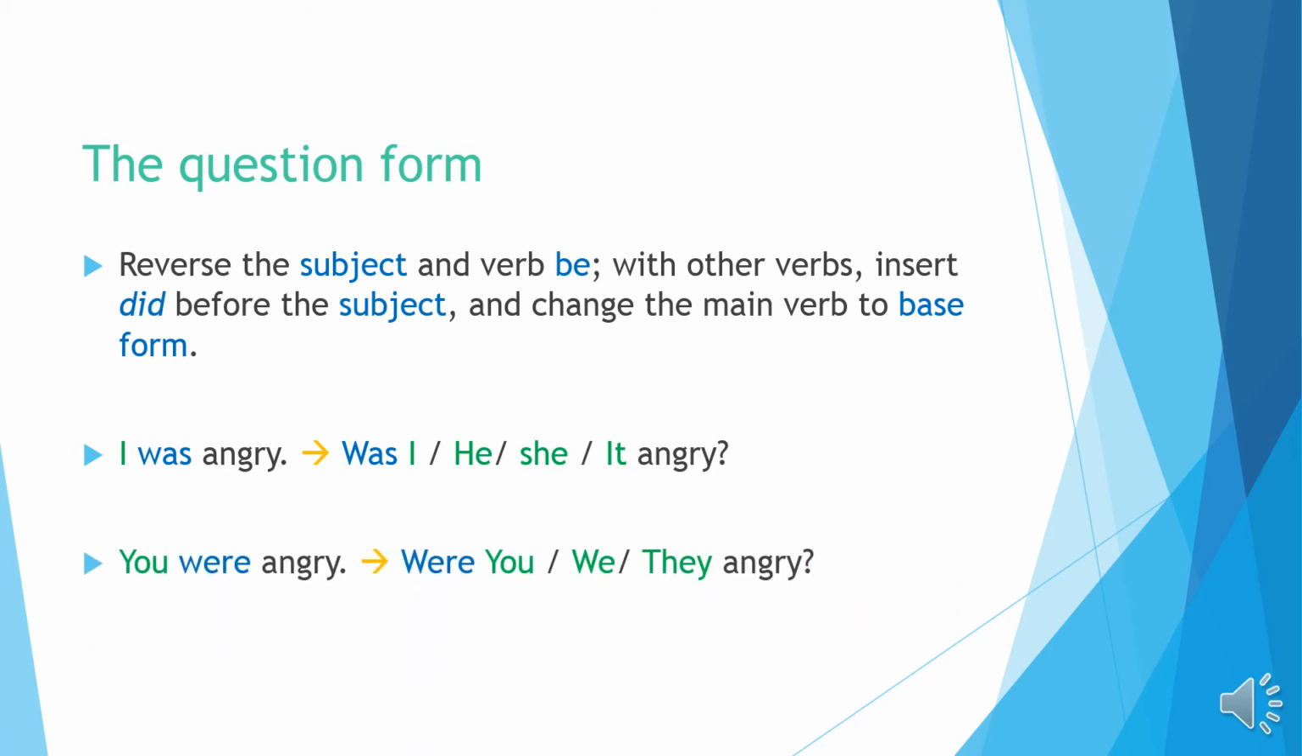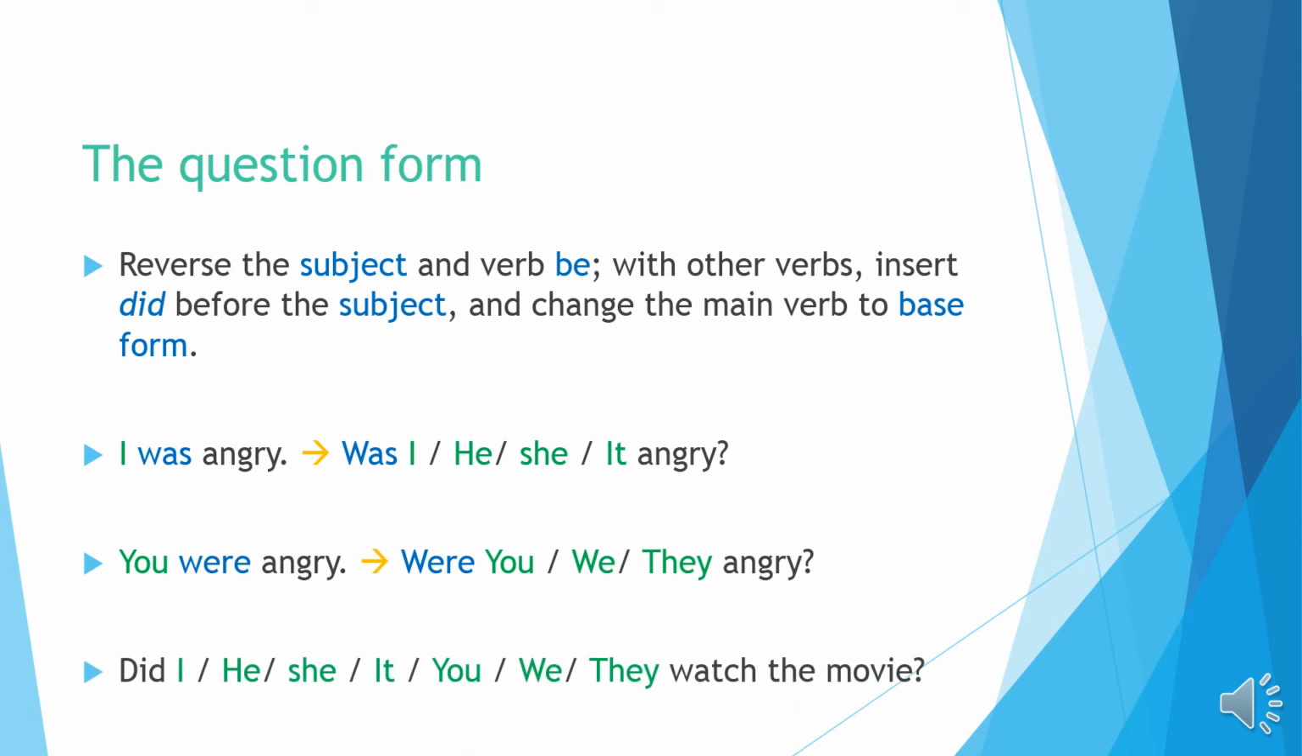In the second example, you were angry. We reversed the subject and verb be, so it becomes were you angry? If we have a main verb, like in this sentence, the main verb or the action verb is watch, we use did to form the question form with I, he, she, it, you, we, and they. So we say, did they watch the movie?